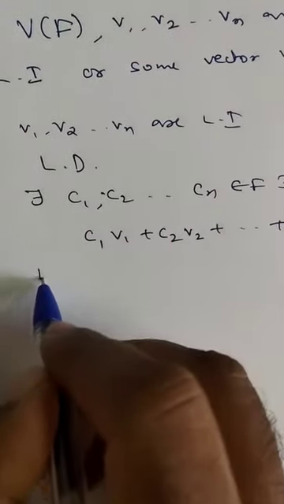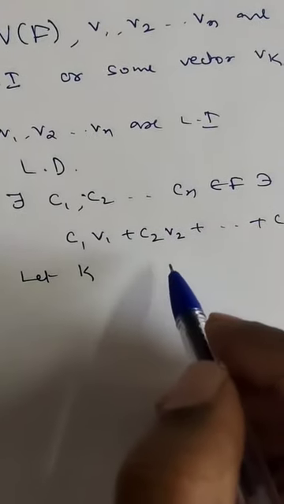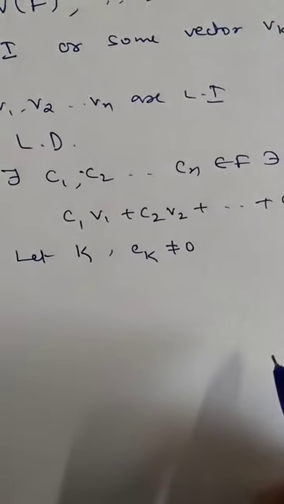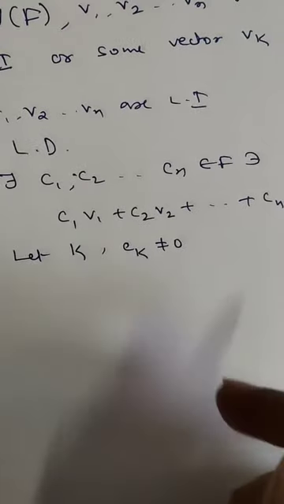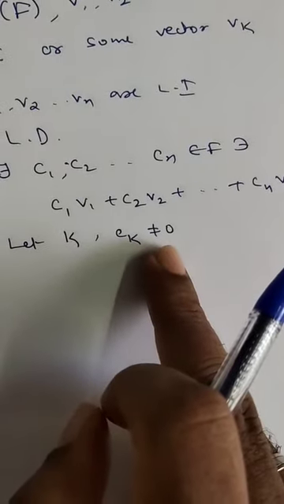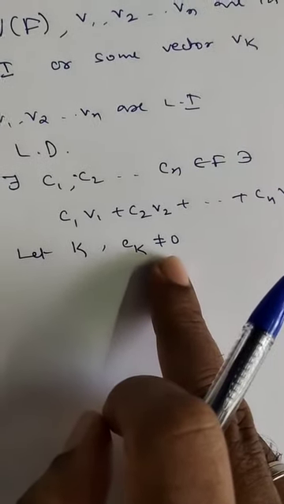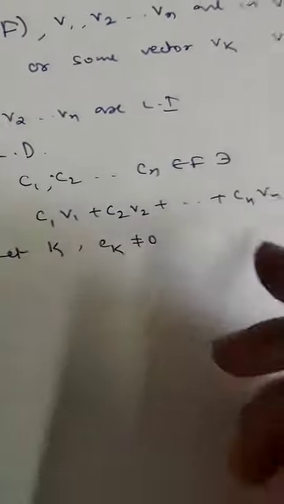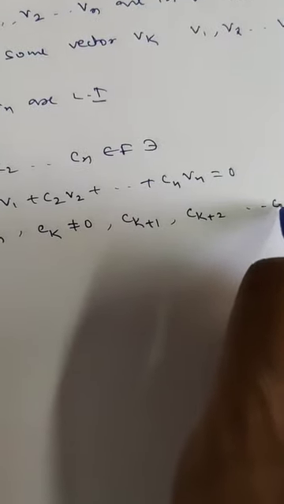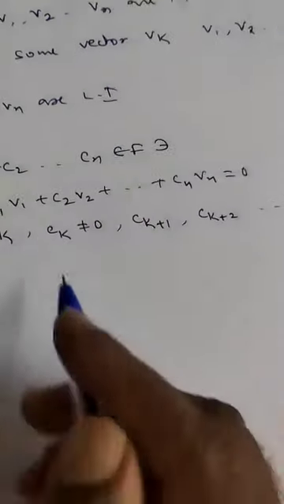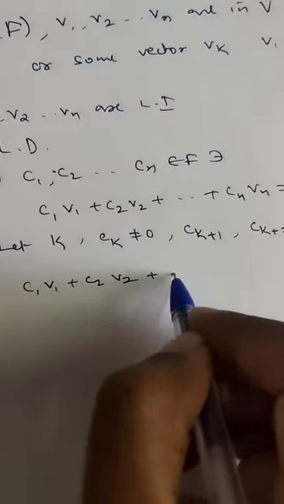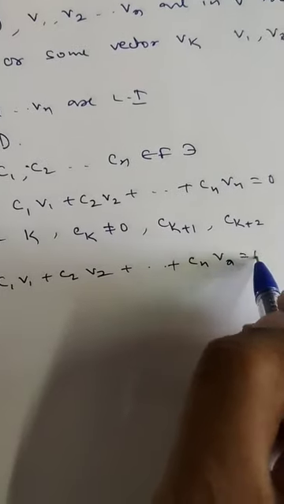Now I will assume that k is the largest index for which Ck is not equal to 0. Such a choice is always possible because at the most k may be equal to n. Now, Ck being the largest index for which it is not equal to 0 means Ck plus 1, Ck plus 2, etc., up to Cn are all zeros. Then the above relation becomes C1 V1 plus C2 V2, etc., up to Ck Vk is equal to 0.